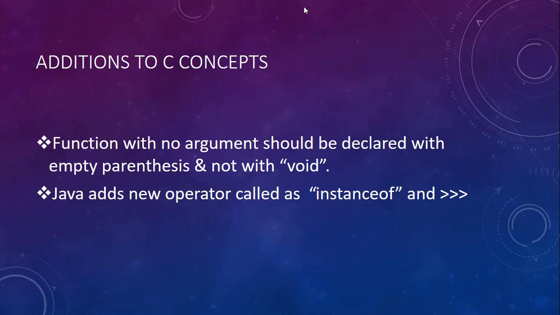Now what are the additions to these C concepts? Functions with no argument. Suppose there was a function in C which does not receive any argument. In C, we would write that function with a void keyword inside the parenthesis. But in Java, you should not write the void keyword; rather, you should keep the parenthesis empty. This is new. Java also adds a new operator called instanceof, and so on. There are many operators that we are going to see. They are the additions to C concepts.